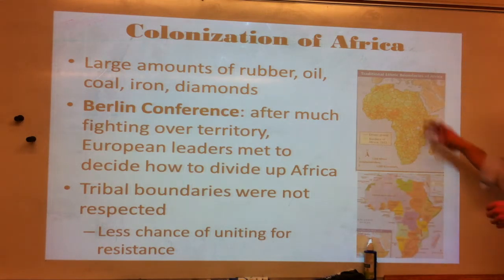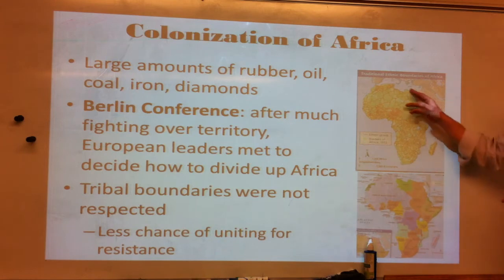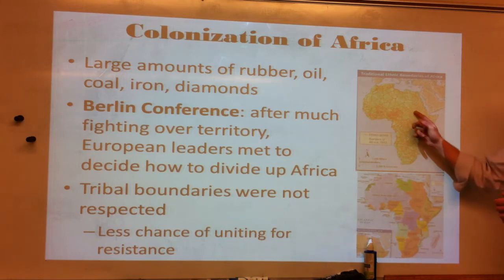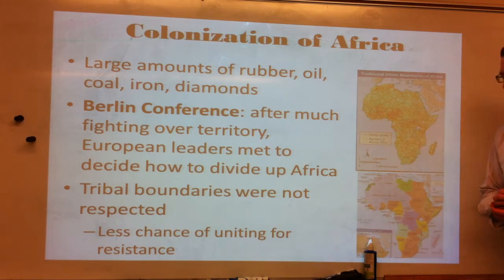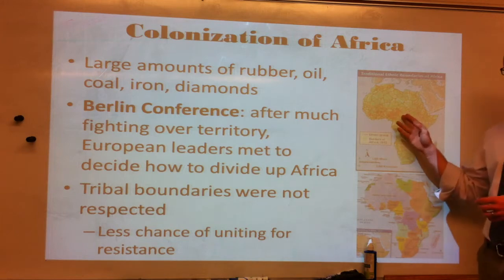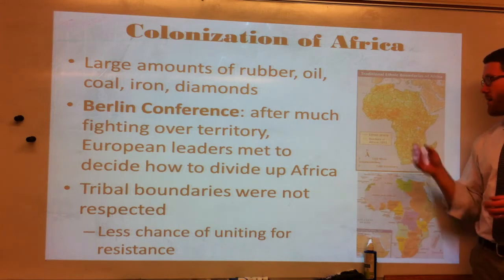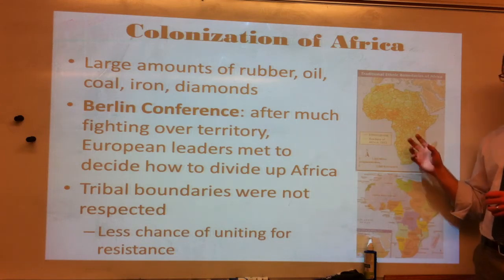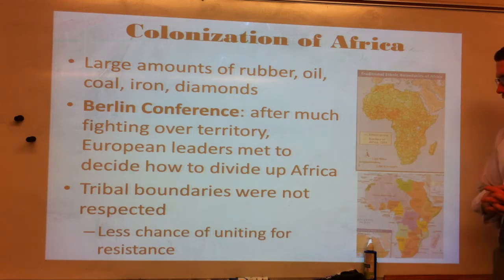This is basically where they decide to divide up Africa. Here are all the tribal boundaries in Africa, and here are the European colonies as it's divided up. They basically just divided it up according to what the Europeans wanted. They didn't take into account the tribal boundaries. This is really important because it helps the Europeans divide and conquer, using these tribes against each other, but it also keeps the tribes from uniting to have an uprising against the Europeans' control.